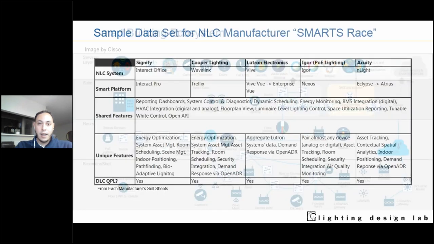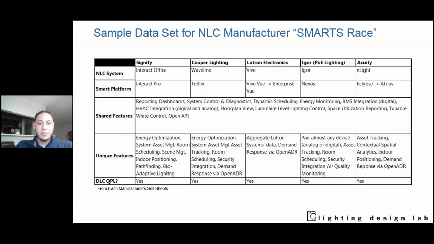I want to show this table that I was putting together, where Igor, one of the PoE lighting systems whose architecture we looked at earlier, is compared to the network lighting control non-PoE systems such as Signify, Coopers, Lutrons, and Acuities. I took a deep dive into their brochures, and they have a lot of shared features, where it is my theory that across time, regardless of whether it's a PoE system or not, the shared features row is ultimately going to expand until they almost all have the same shared features and just a few differentiations across systems.